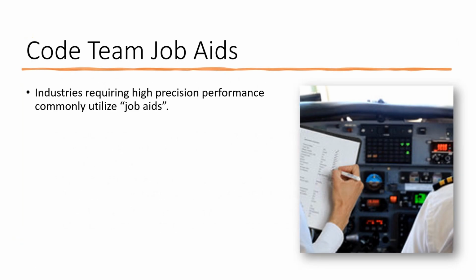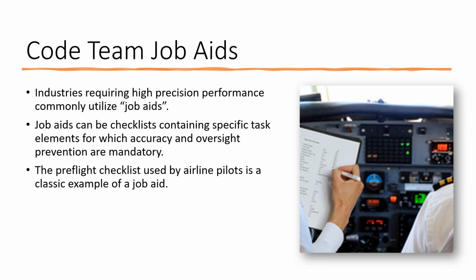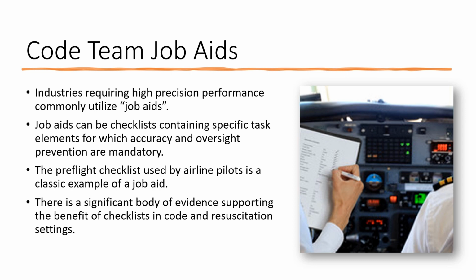Industries requiring high-precision performance commonly utilize job aids. Job aids can be checklists containing specific task elements for which accuracy and oversight prevention are mandatory. The pre-flight checklist used by airline pilots is a classic example of a job aid.